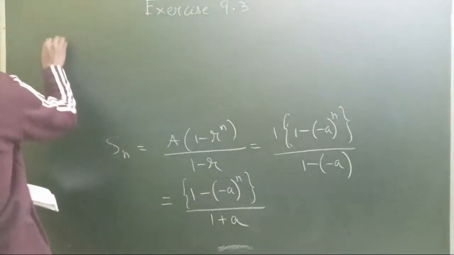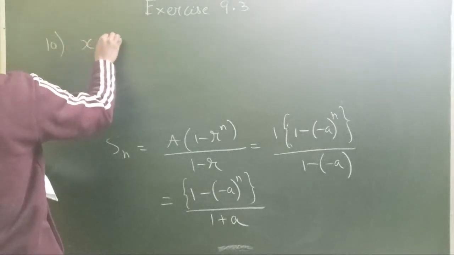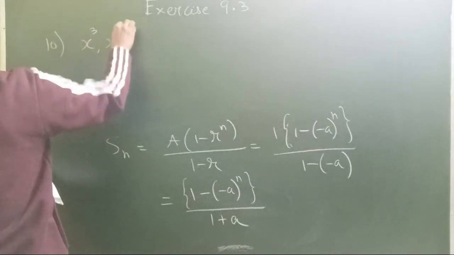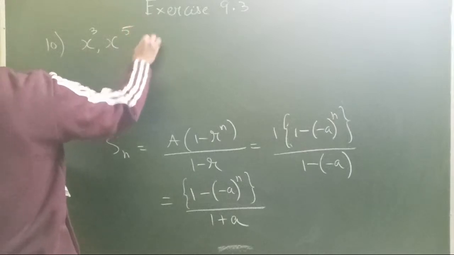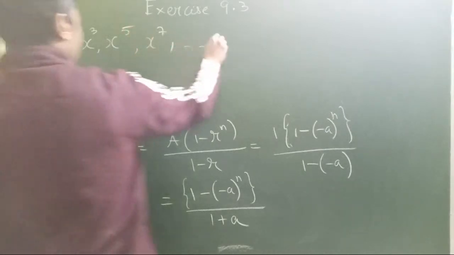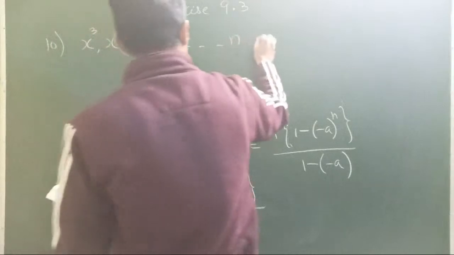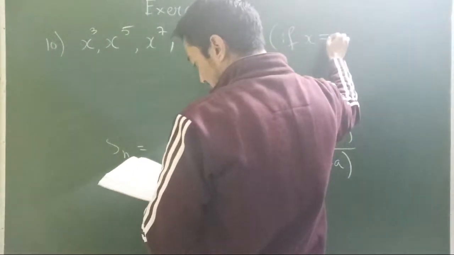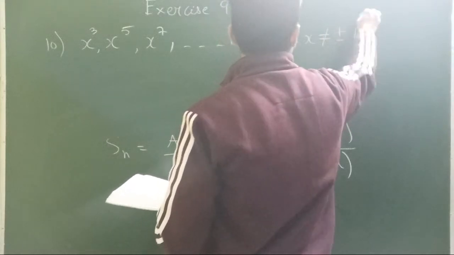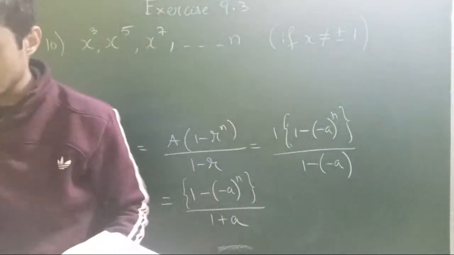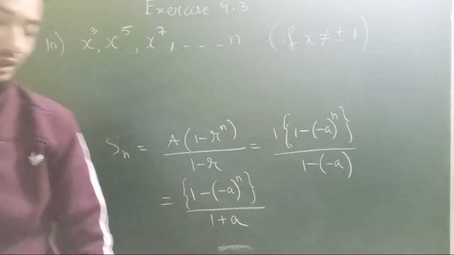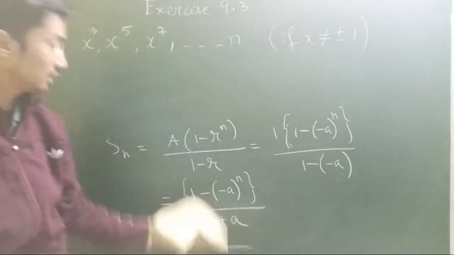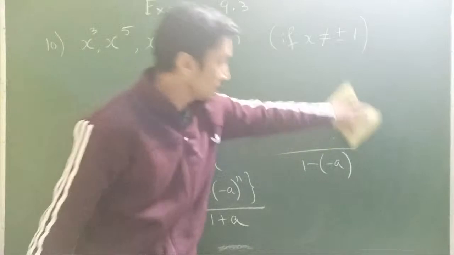Question 10: x power 3, x power 5, x power 7, up to n terms. Here it is given again that x should not be equal to plus or minus 1. There may be some reasons. Let's see what may be the possible reason why they don't want you to be using x equal to plus 1 or minus 1. We do not know.